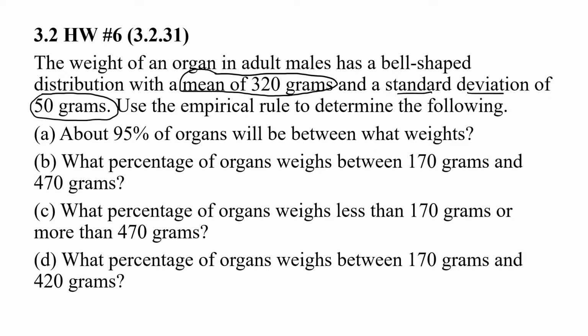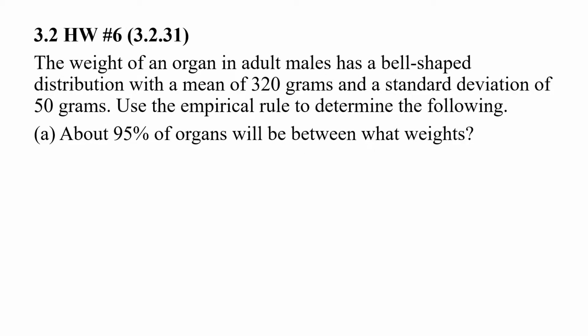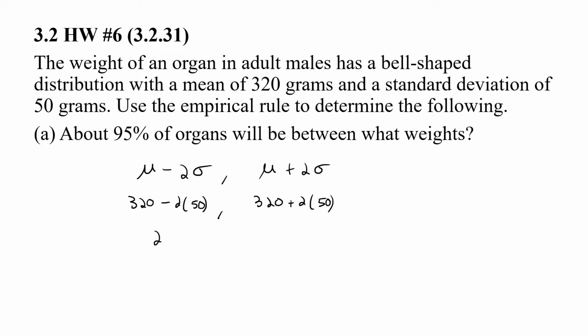We know from the empirical rule that 95% of the values will be within 2 standard deviations of the mean. So that means the lower bound will be the mean minus 2 times the standard deviation, and the upper bound will be the mean plus 2 times the standard deviation. So that's 320 minus 2 times 50, and 320 plus 2 times 50. Work those out, and we find 220 grams and 420 grams.